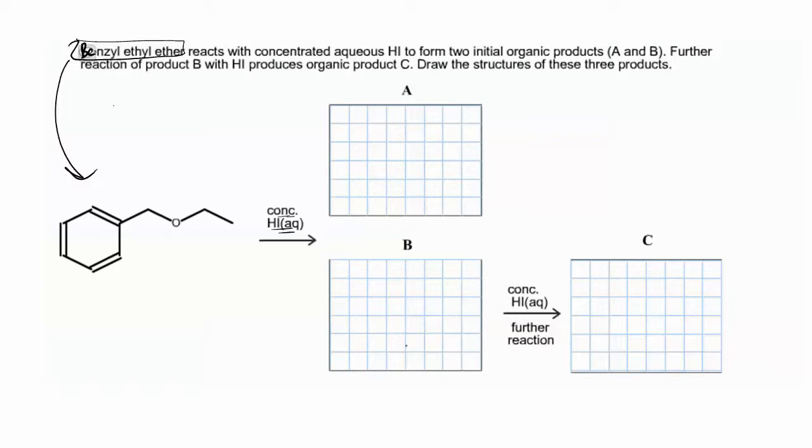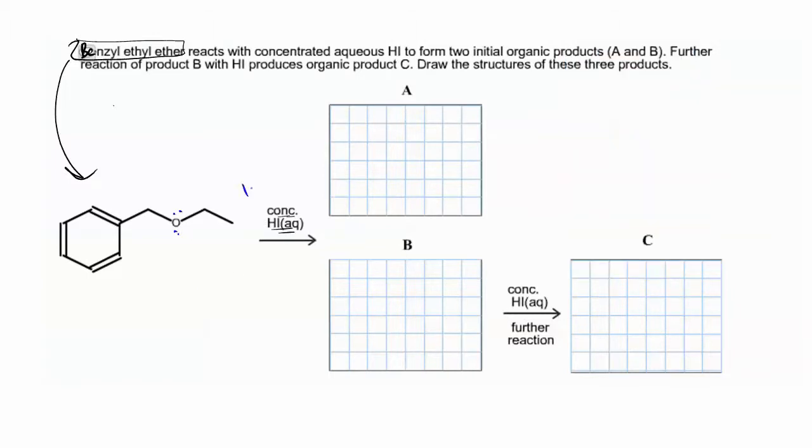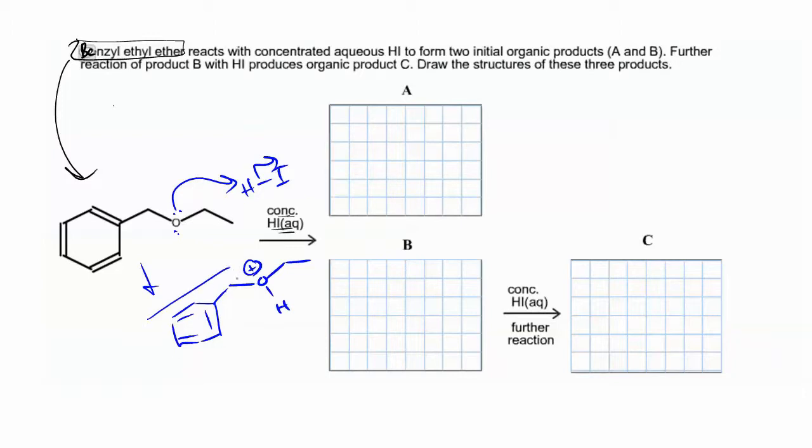Now, the first thing that's going to happen is we're going to get protonation because this is an acid. So we have HI. We get protonation here. Once we get a protonation, we would generate this structure here. Now, the idea here is this is going to be a leaving group. So you can either see it as this is the main molecule.